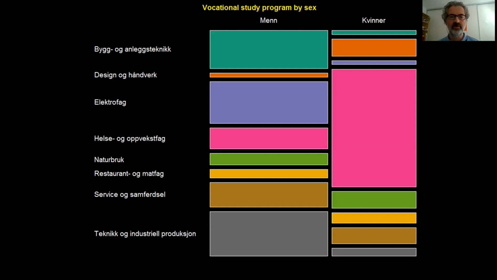The important property here is that the area of each of these rectangles is proportional to the number of people of the corresponding sex attending that study direction. So we can see that the area of the rectangle for construction for men is much larger than the one for women.